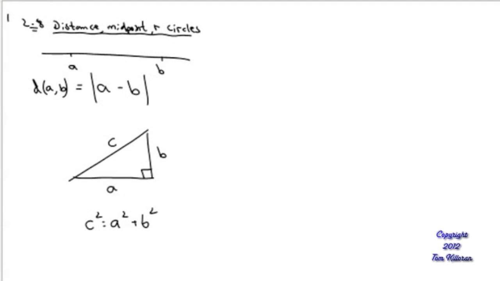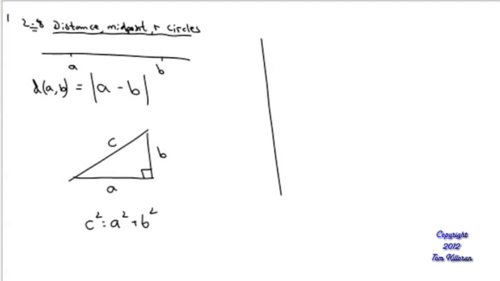C is the most important side of the right triangle, which is called the hypotenuse. The other ones are just called legs. So you have 2 legs and 1 hypotenuse. So getting the hypotenuse down first, I think, is more important than worrying about the legs. All right, using just these 2 pieces, we can come up with the distance formula.